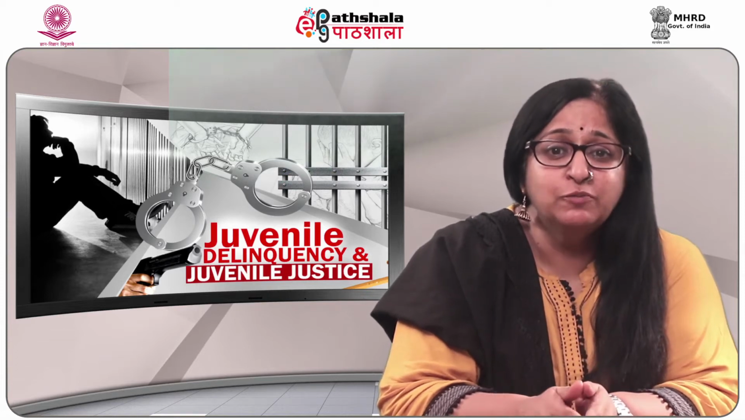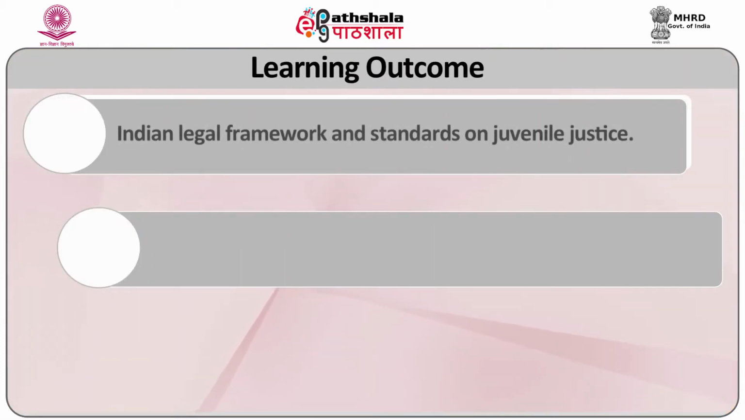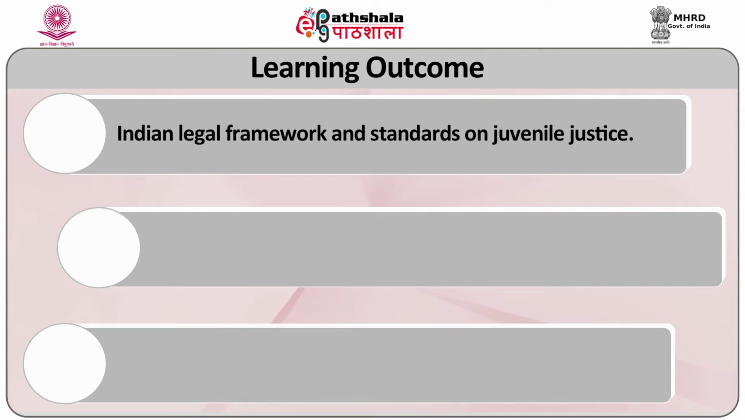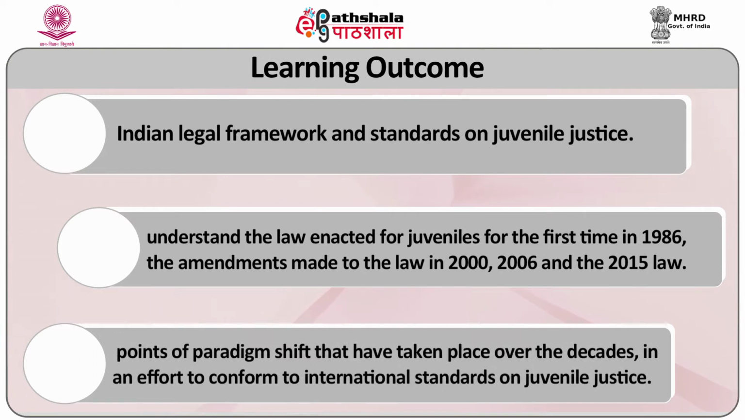In the present module, which is module 2, we will continue the discussion on the Indian legal framework and standards on juvenile justice. We will try and understand the law enacted for juveniles for the first time in 1986, the amendments made to the law in 2000, 2006 and the 2015 law. We will discuss the points of paradigm shift that have taken place over the decades in an effort to conform to international standards on juvenile justice.